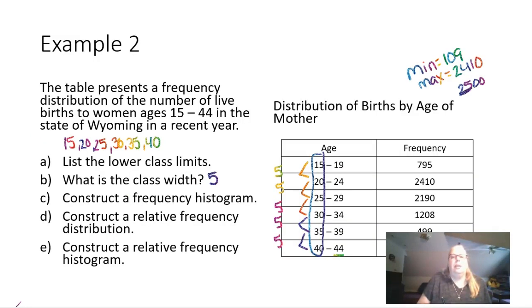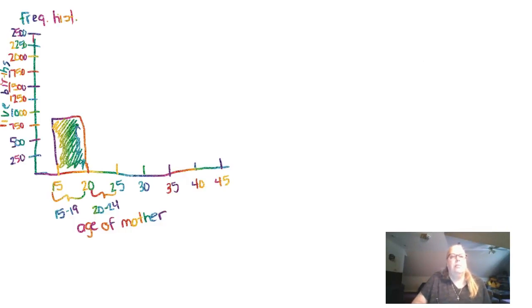All right, and then for my 20 to 24s, we have 2,410. So that's going to be somewhere in here between 2,250 and 2,500. So we're going to extend this side up in between here and all the way over to the 25 and come down. And then we'll color this guy in.